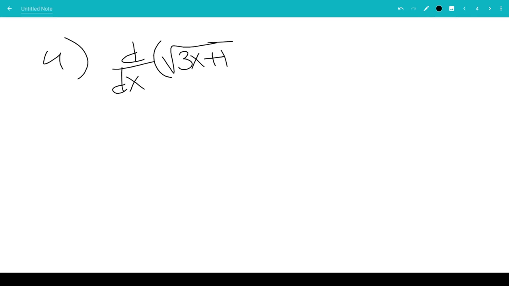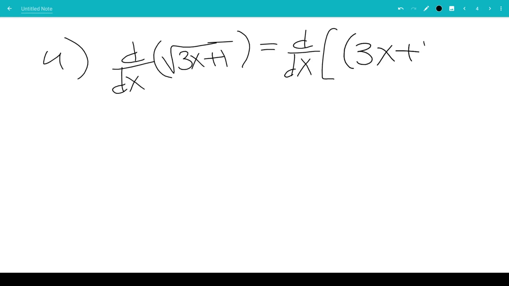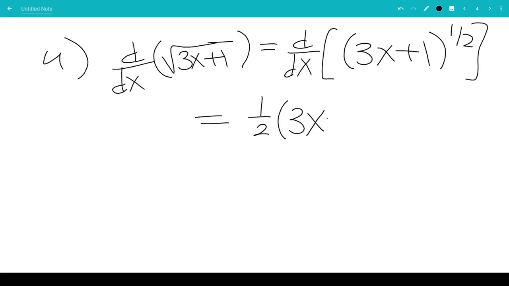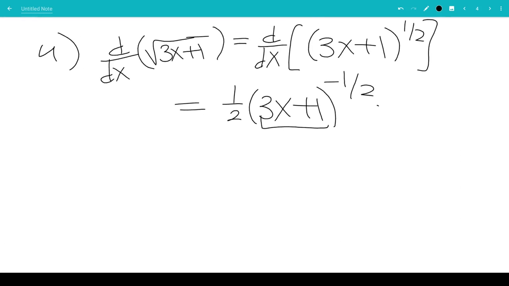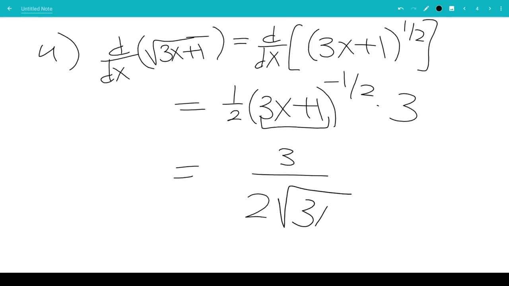We have the derivative of the square root of 3x plus 1. So we can look at this as the derivative of 3x plus 1, all raised to the 1/2 power. So this would be 1/2 times the outside function to the 1/2 minus 1. So 1/2 minus 1 is negative 1/2, times the derivative of the inside, which is 3. So this will be 3 over 2 square root of 3x plus 1. So that is the answer to that derivative.